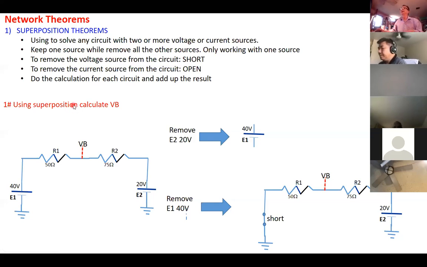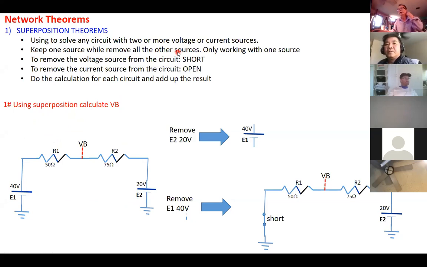What we call the superposition theorem. What are we using it for? We use it to solve any circuit with two or more voltage or current sources. Now, if you get E1, E2, that means two voltage sources. Keep one source while removing the other source. That means you are only working with one source at a time.